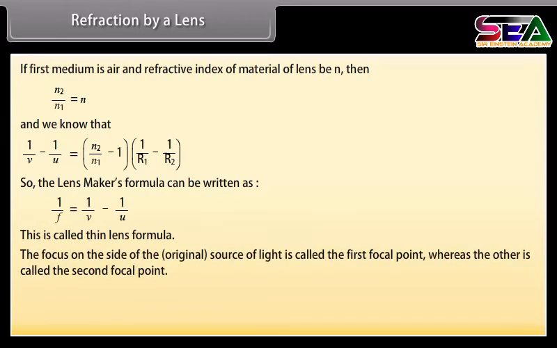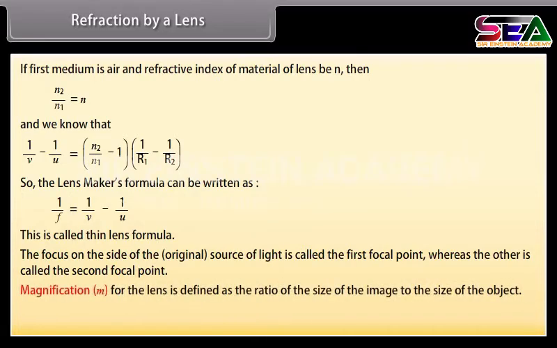The focus on the side of the source of light is called the first focal point, whereas the other is called the second focal point. Magnification M for the lens is defined as the ratio of the size of the image to the size of the object. M is equal to H' by H is equal to V by U.